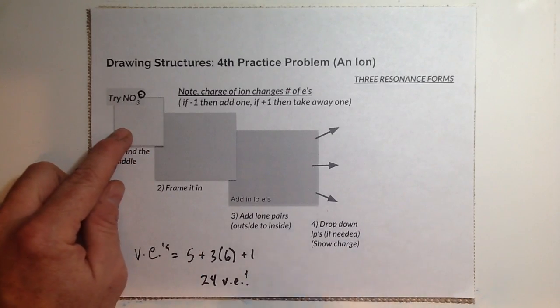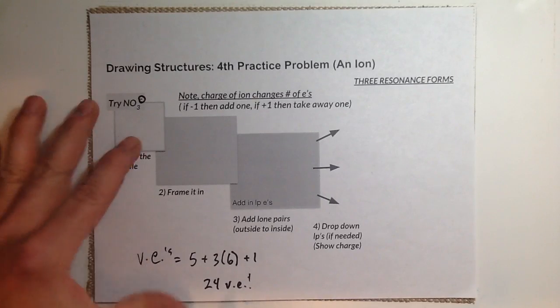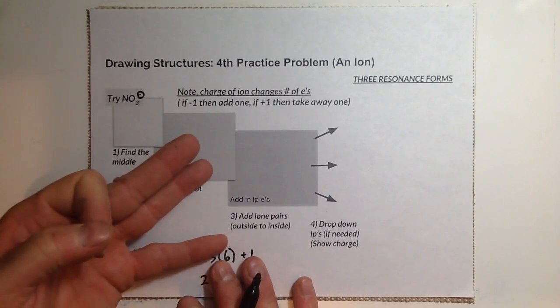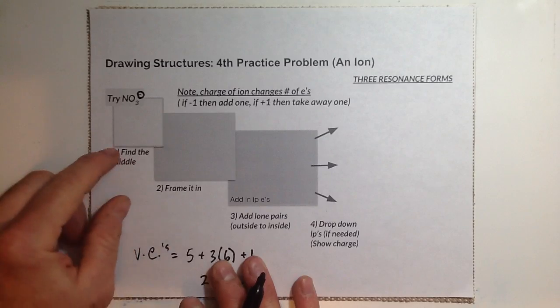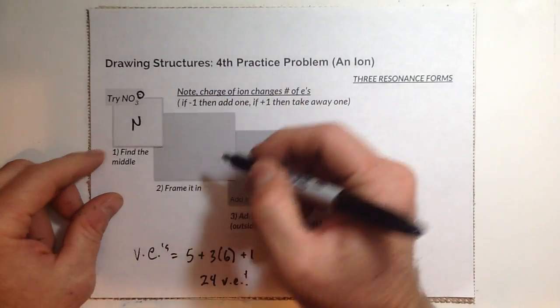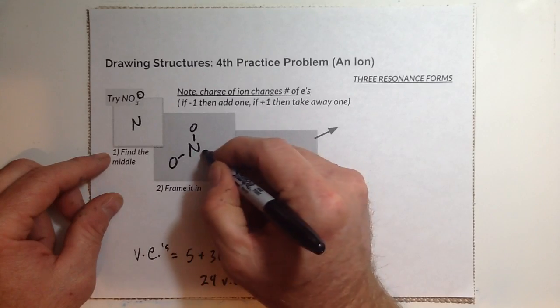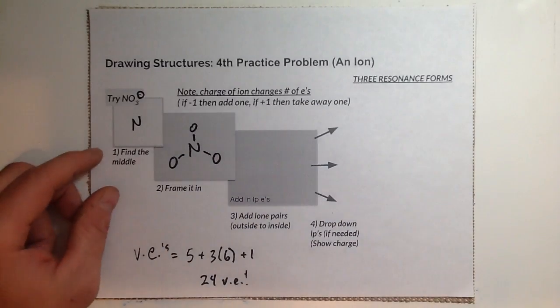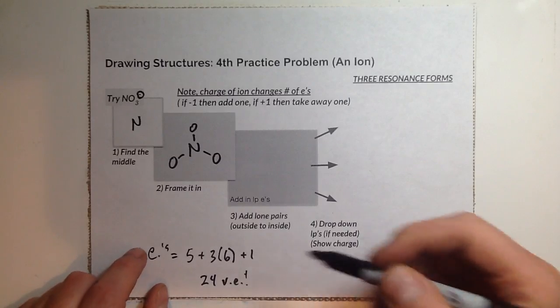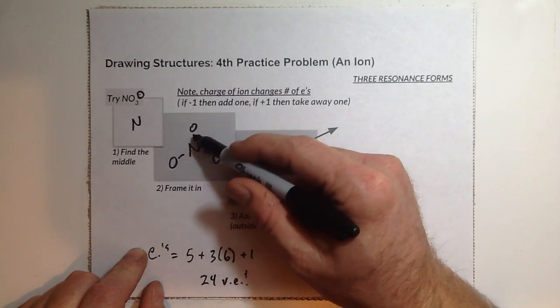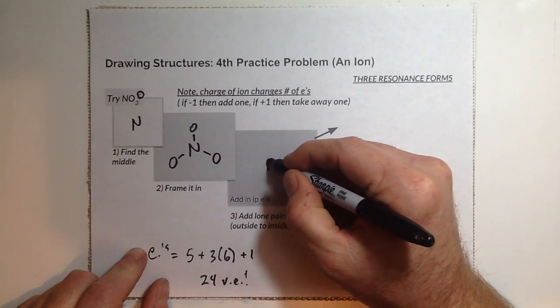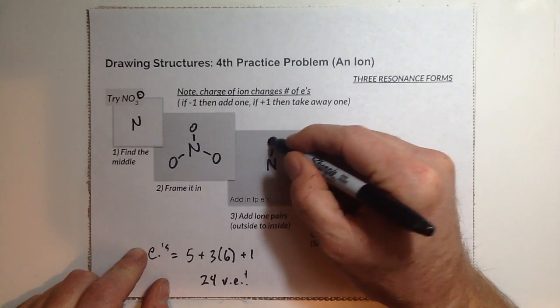The middle, who has the greatest need? Well, that's nitrogen. He needs 3 bonds. The oxygen we know only needs 2. So the middle would be nitrogen. And then framing around it, I know I have to have everybody connect back to nitrogen. And I'm going to add in the lone pairs, but I know I already have 2, 4, 6 electrons, so I need to add 18. So I think you guys know how that's going to go.